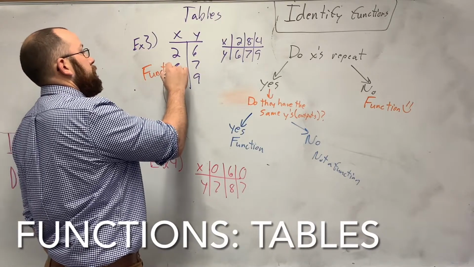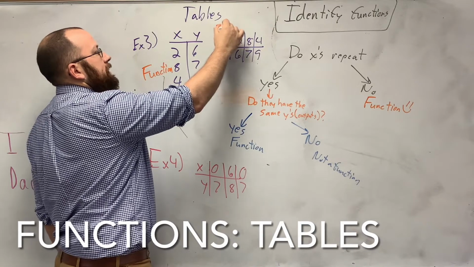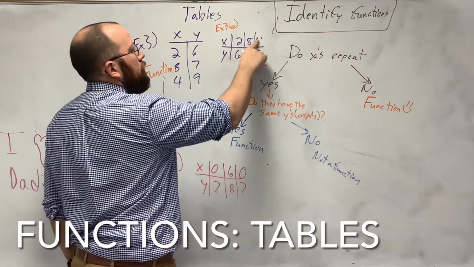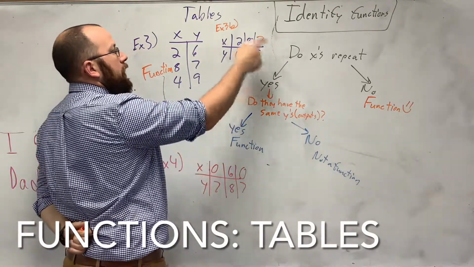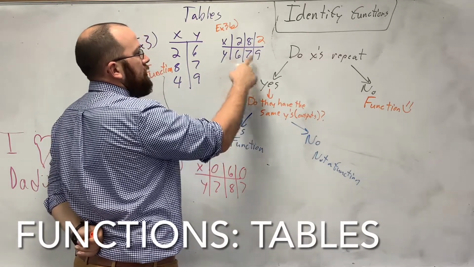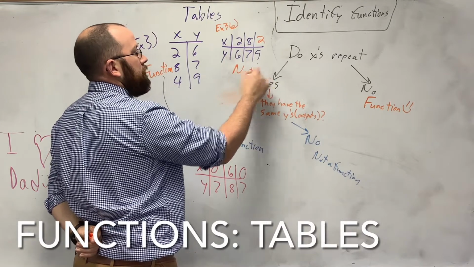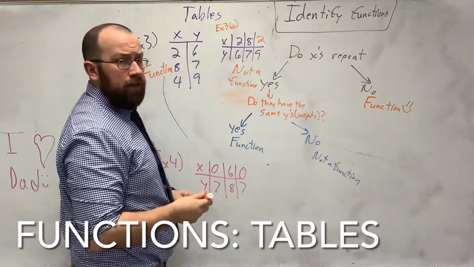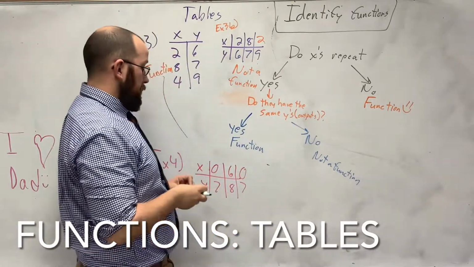Now what if I made this, I'm going to call this example 3b. I'm going to take this 4 and make it a 2. So now the x's do repeat. Do they have the same y's? A 6 and a 9? No, this one is not a function. Really, that's all you need. Don't overthink this and you will be all right. Most of the time people overthink this and mess it up quite badly.